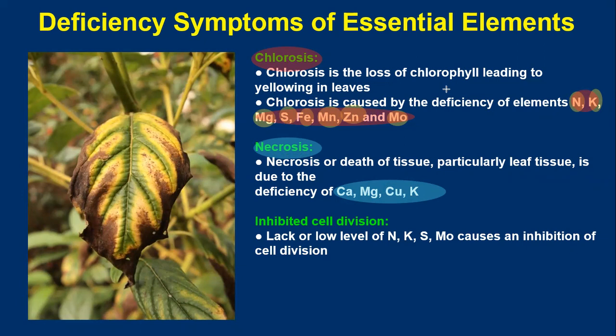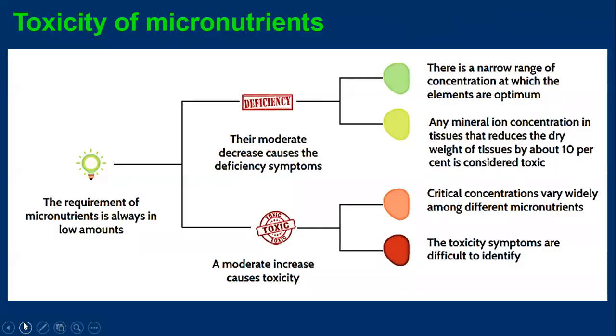Next, the third one is inhibited cell division, due to the lack of nitrogen, potassium, and sulfur. Here also you'll find potassium and molybdenum as well. So that is inhibited cell division. That is, there won't be the essential amount of cell division happening.